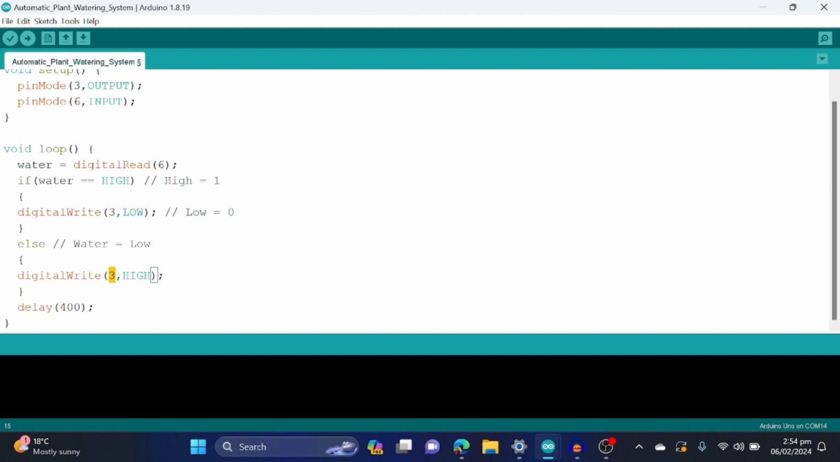0 volt and 5 volt, and our pump is operated on 5 volt. Then a delay of 400 milliseconds. This is just a delay for the continuous process.